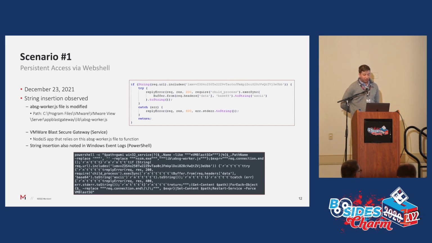Basically saying, if the request includes this long string right here, enter a try, reply with an HTTP 200, and then spawn a child process of some other data that is also in the request. And otherwise, return a 400, basically stating that it didn't work.